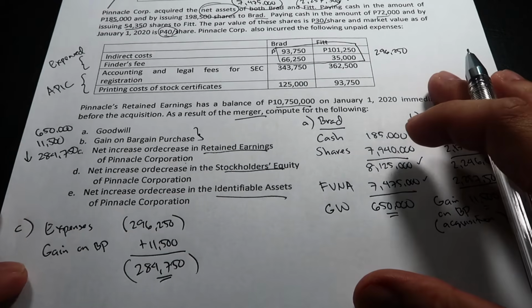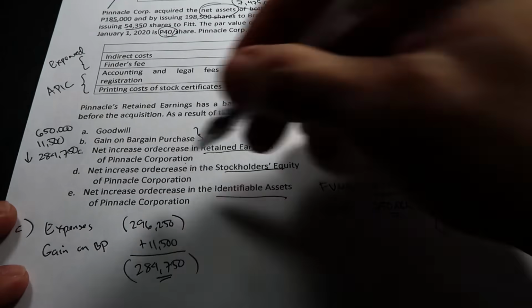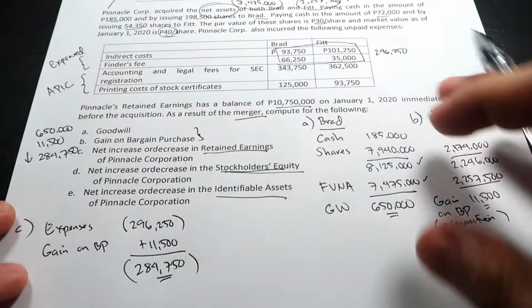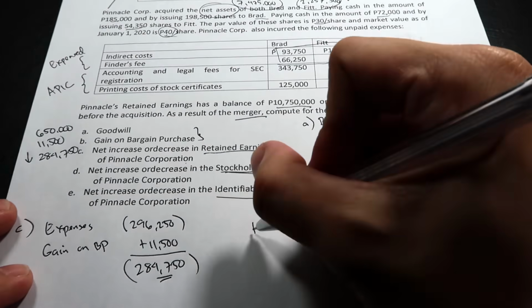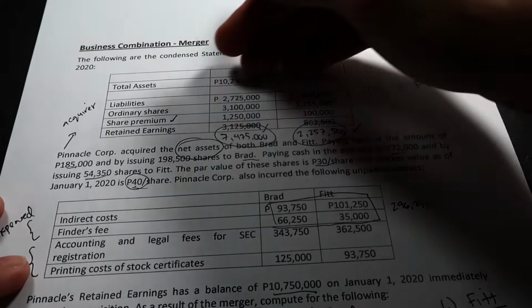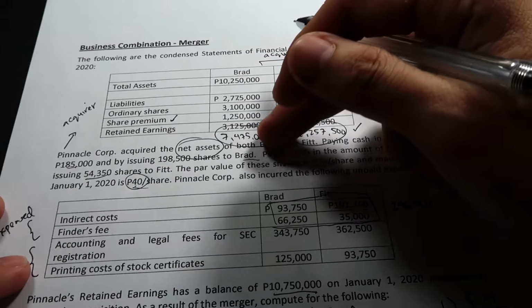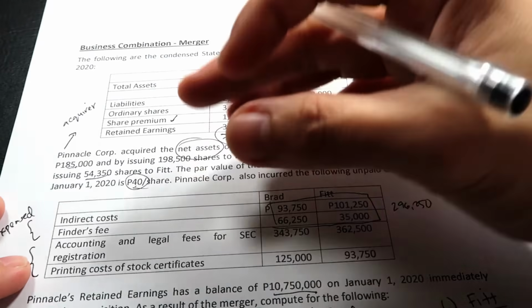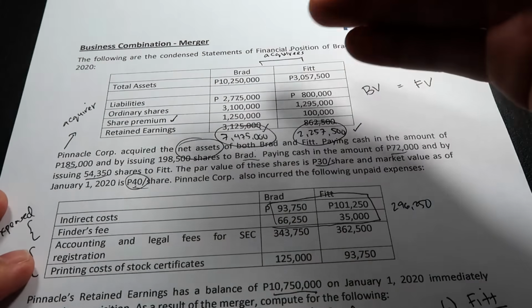Alright. Let's move on to question D. Net increase or decrease in the stockholders' equity of Pinnacle Corporation. Okay, letter D, stockholders' equity. Balik ulit tayo sa given. How about the issuance of shares? Pwede? Tama? So, may effect siya dun sa stockholders' equity.